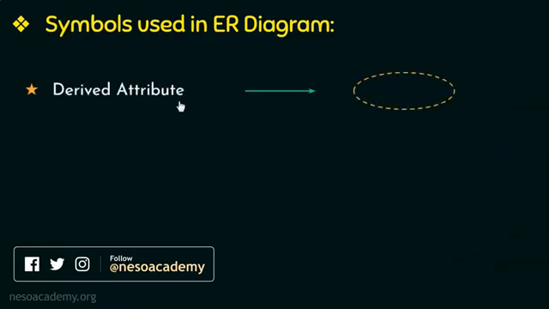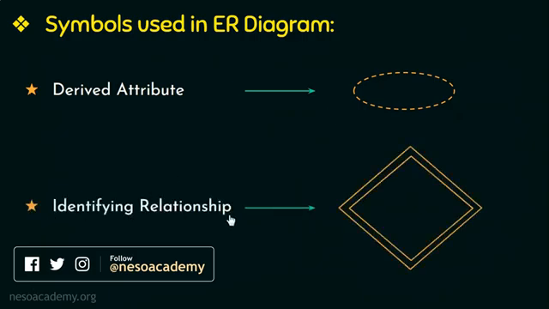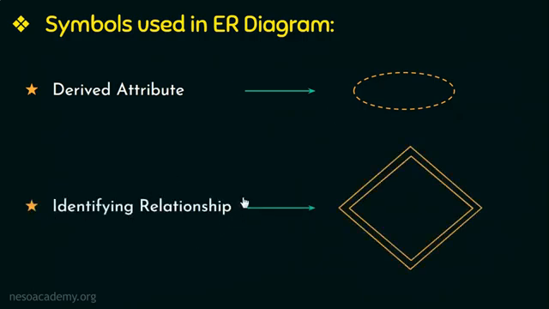Next is the derived attribute, which is an attribute whose value is derived from another attribute, and it is represented by a dashed oval. And finally, we have the identifying relationship. Earlier in this video, we have already seen what is identifying relationship.